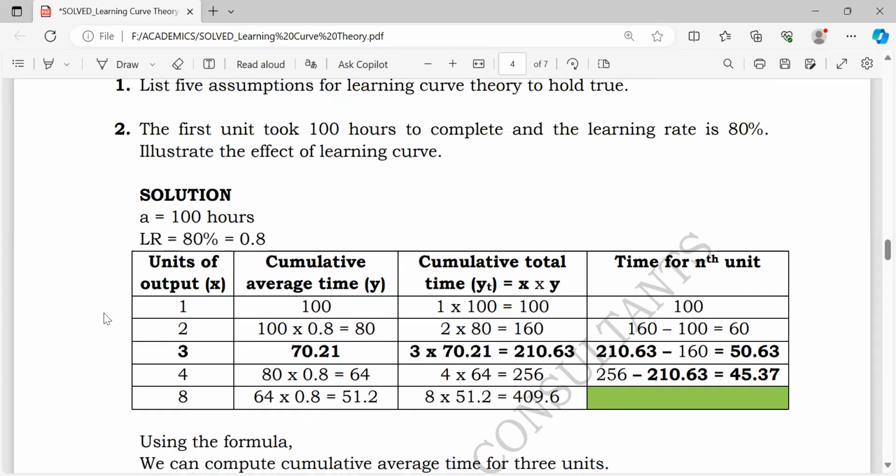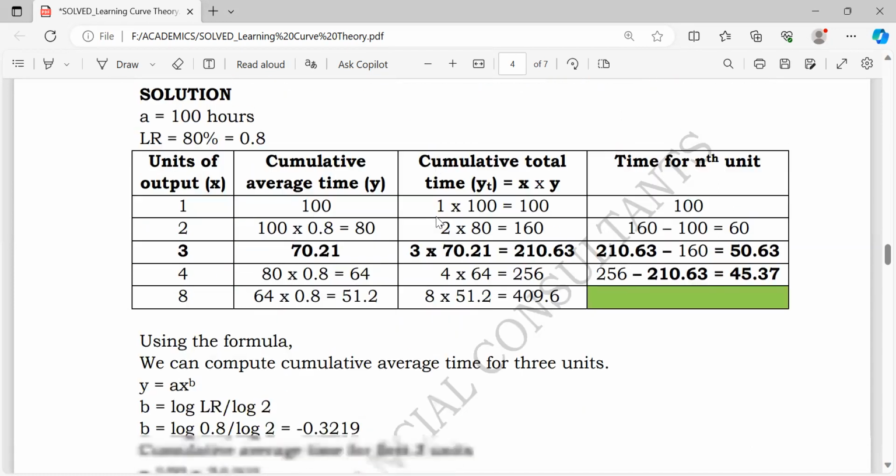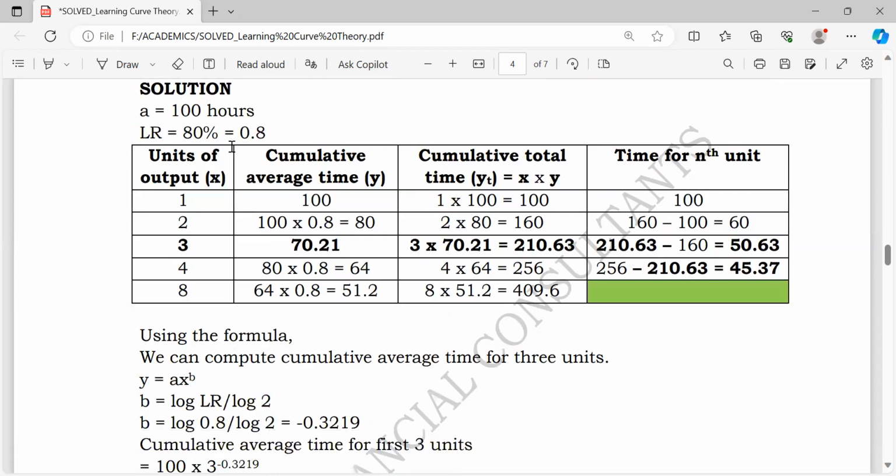Okay, so we are told that the first unit took 100 hours to complete, and the learning rate is 80%. Illustrate the effect of learning curve. So we have this information: a equals 100 hours, time for the first unit, learning rate equals 80%, which equals 0.8. Okay, so we have the units of output here. Let's say we have 1 unit. If it doubles, we have 2 units. Double to 4, double to 8. Ignore this 3 here first.